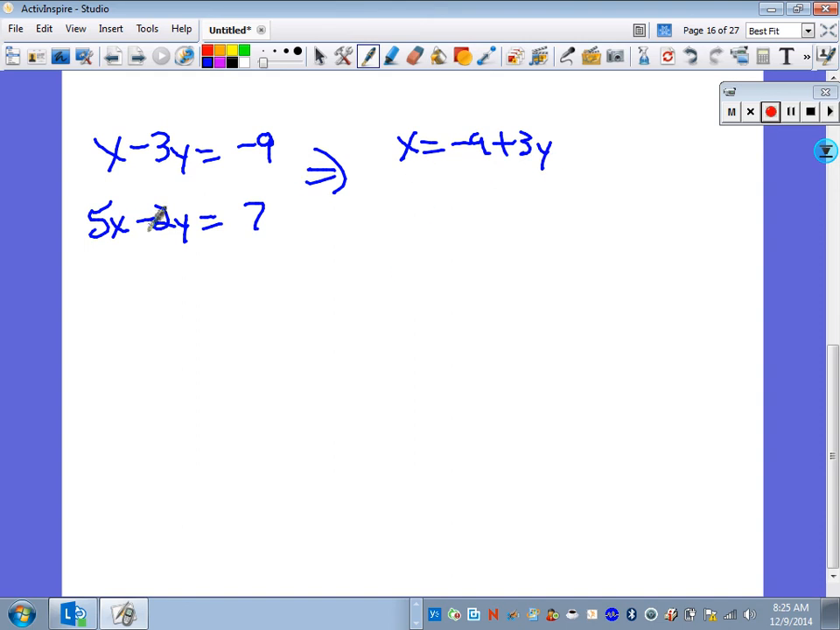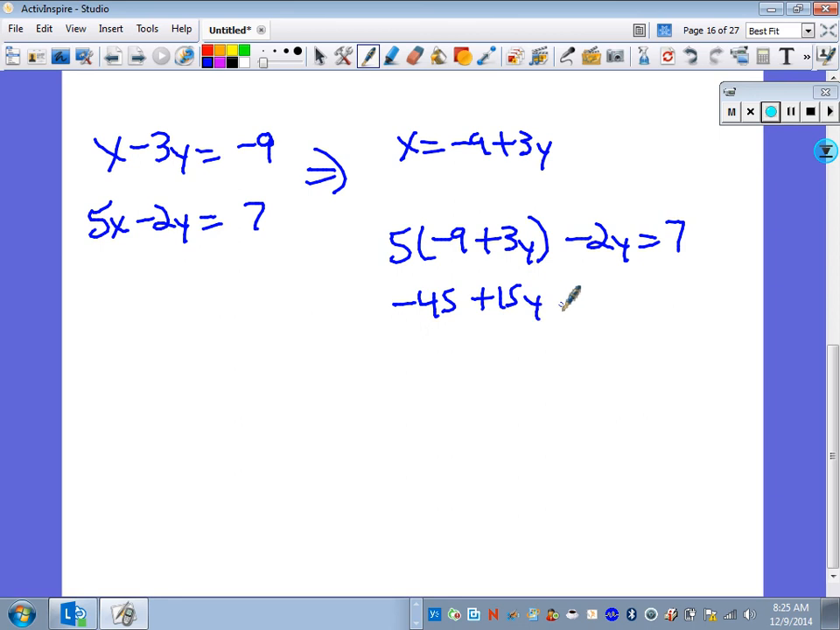Now I'm going to replace this x with this quantity. So 5 times negative 9 plus 3y, minus 2y equals 7. So this is negative 45 plus 15y minus 2y equals 7. I'm going to combine these two because they're like terms on the same side. So negative 45 plus 13y equals 7. I'm now going to add 45 to both sides.